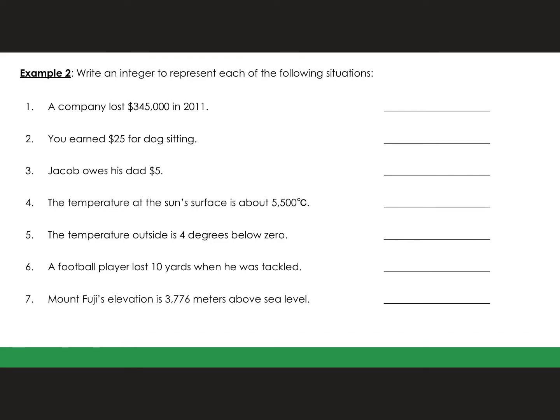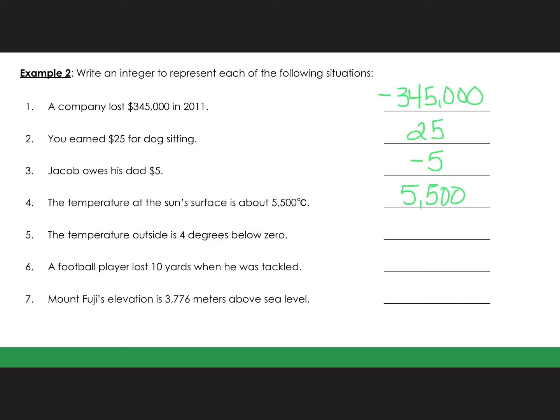Write an integer to represent each of the following situations. A company lost $345,000. So that would be a negative $345,000. You earned $25 for dog sitting, so that would be a positive 25. Jacob owes his dad $5, so that would be a negative $5. The temperature at the sun's surface is about 5,500 degrees Celsius. Well, that's going to be a positive number.